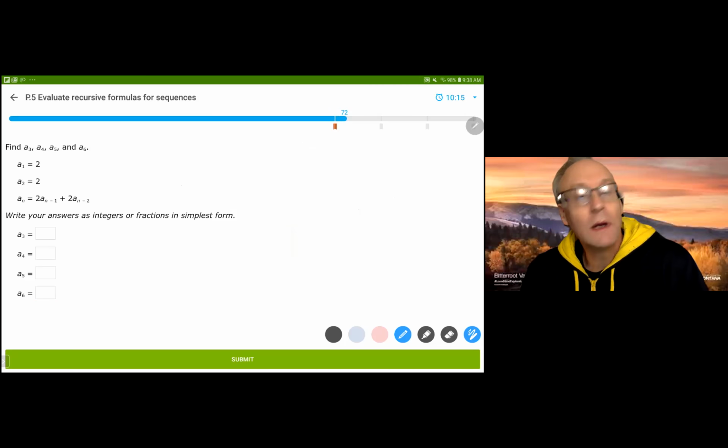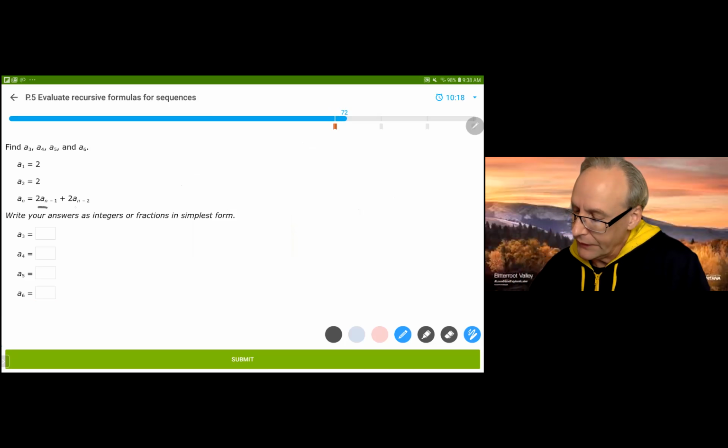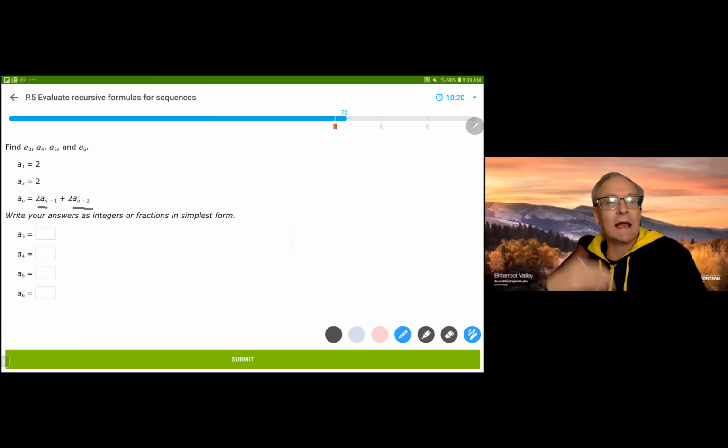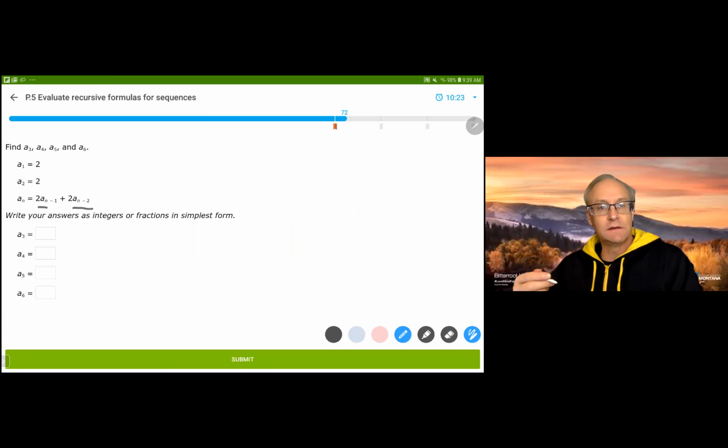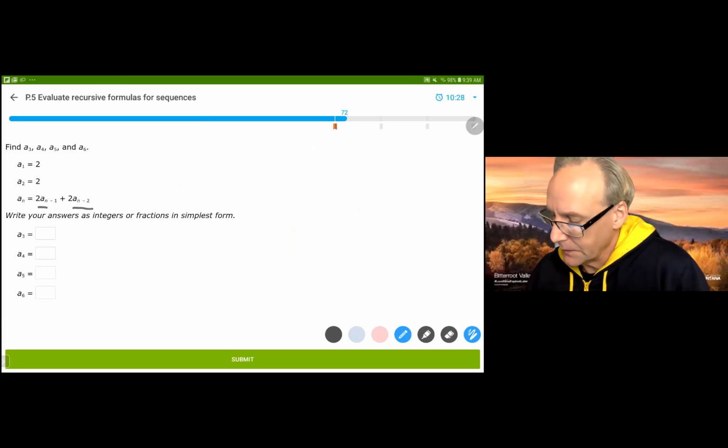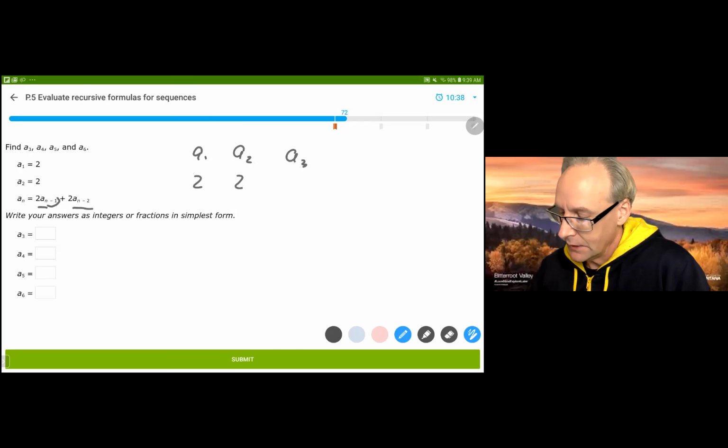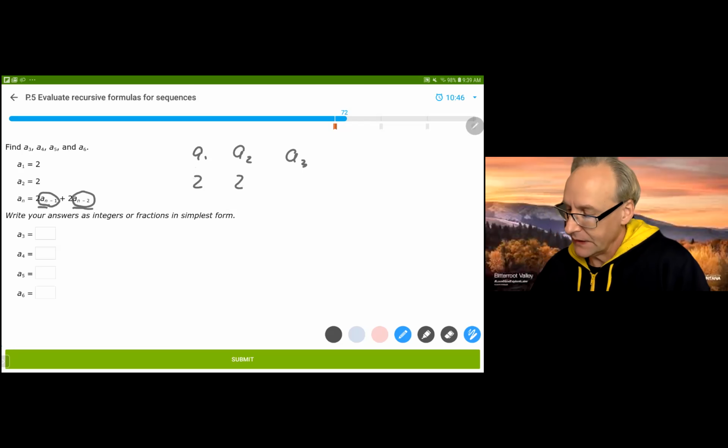Okay, now we have to double both of the previous two numbers and add them together. So this is a doubled and an increasing Fibonacci sequence of some sort. So we've got A1 is 2, A2 is 2. Now to get to A3, and it says right there, take the last one and the one before that and multiply them both by 2 and add them together. So I have to multiply the A1 by 2. I have to multiply the A2 by 2, and then I have to add that together. So 4 and 4 is 8.